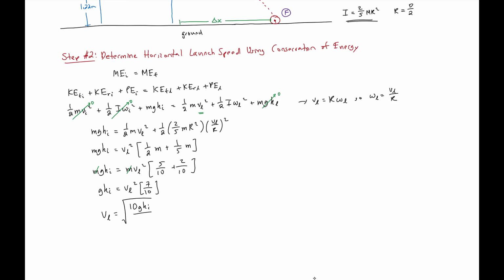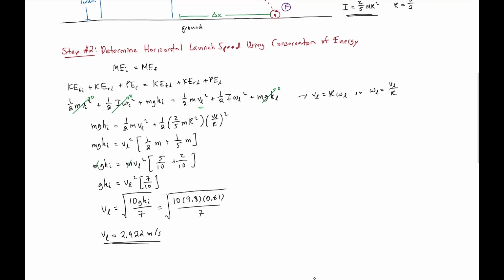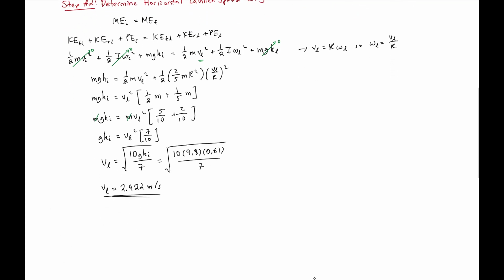We can plug in the values that we know. So 10 times 9.8 times the initial height, which is 0.61, divided by 7. We have our initial launch speed being 2.922 meters per second. But that isn't our answer. We're trying to figure out the horizontal distance the ball moves before landing. So, step number 3.